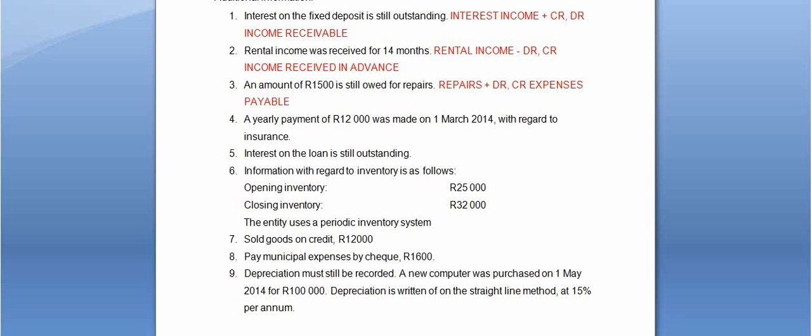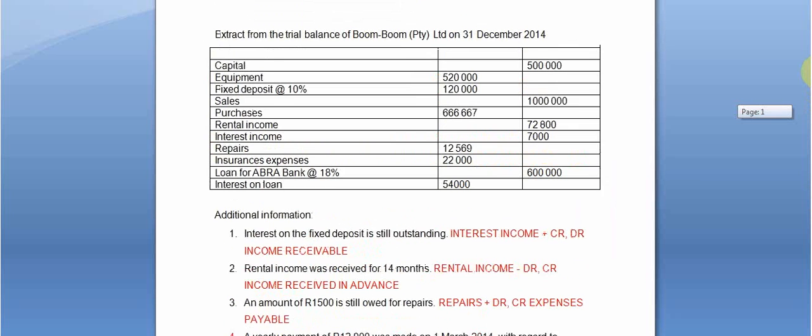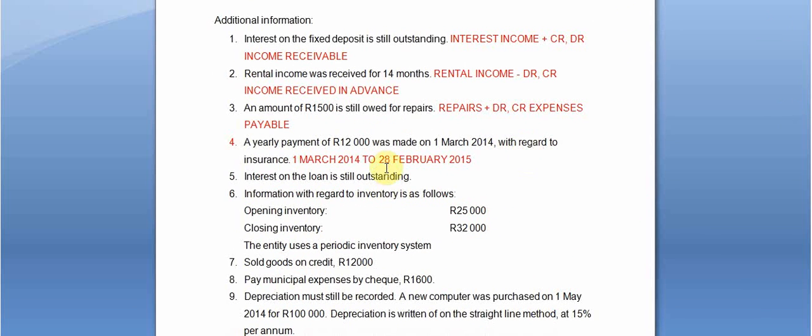Then the next one, number 4, is quite interesting. Whenever they give you an annual payment and they give you a year, you should know that you need to compare it with the financial year in the question. Number 4 says an annual payment of 12,000 Rand was made on 1 March with regards to insurance. So the payment would be due for 1 March 2014 to 28 February 2015. The problem is that our year end, according to the trial balance, is 31st December 2014. So January and February is too much.